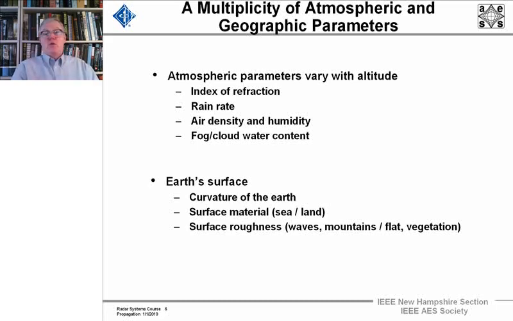The air density and humidity, and the fog and the cloud content in the air. And also the fact that the Earth is curved. The curvature of the Earth is going to depend on the surface material on the Earth, because that multipath effect won't take place when you have a very rough surface, like mountains. And it also depends on the sea and land and type of vegetation. So particularly in multipath, the atmospheric propagation is going to depend on all of these different parameters.